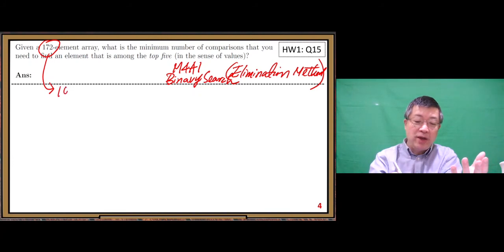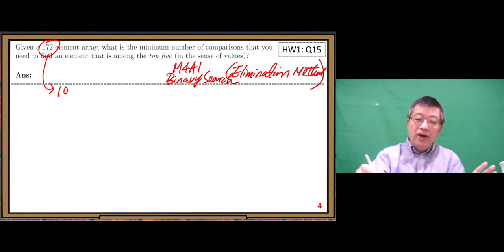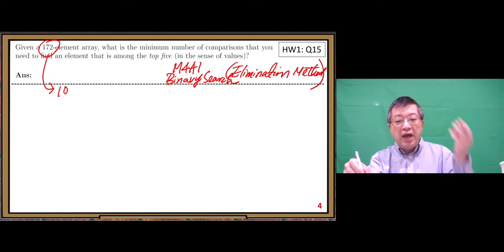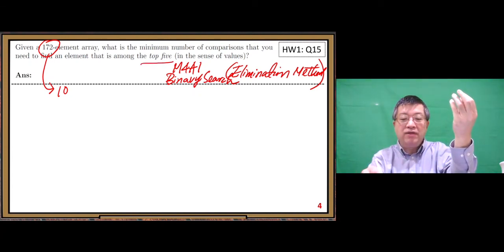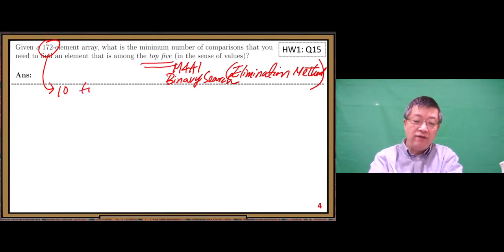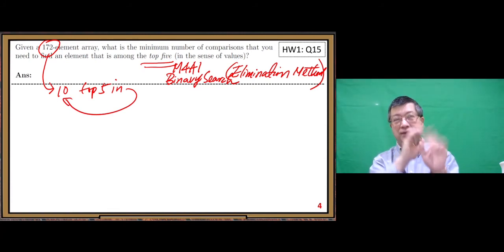How about we replace it by 10? So we have a 10-element array. What is the minimum number of comparisons we need so we can find one element among the top 5? Does that look a little easier? Top 5 in a 10-element array. Is that a little easier in thinking? All right, so we make a simpler version of this question.